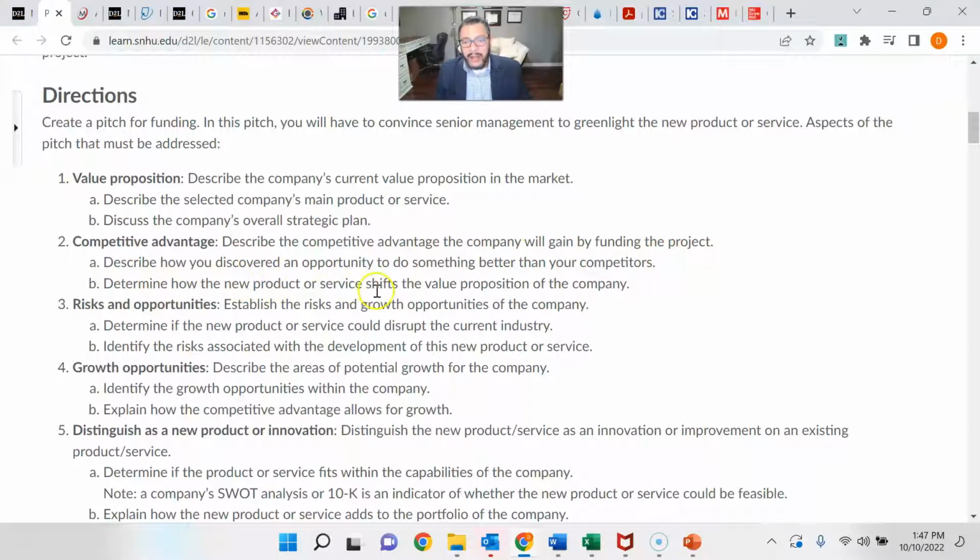Determine how the new product or service shifts the value proposition of the company. Does this mean that you provide a different or new value, or is it within the realm of the value proposition that already is there? So you want to talk about that.